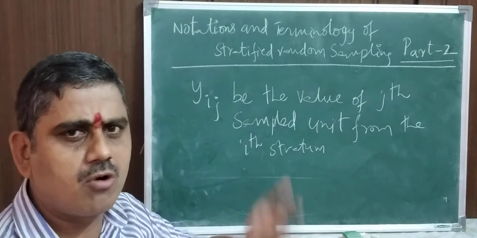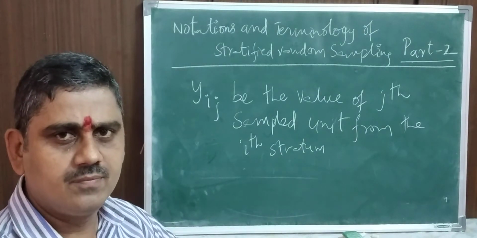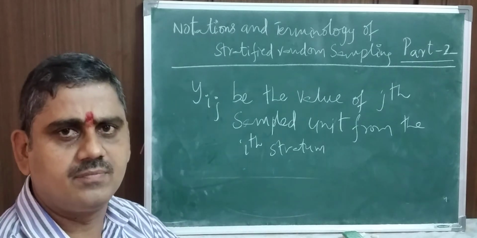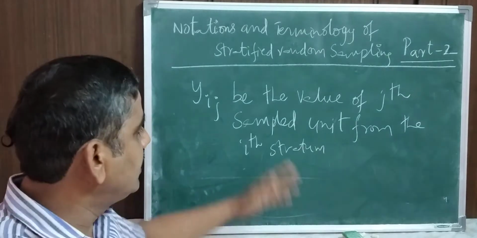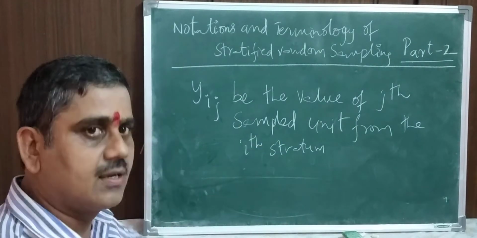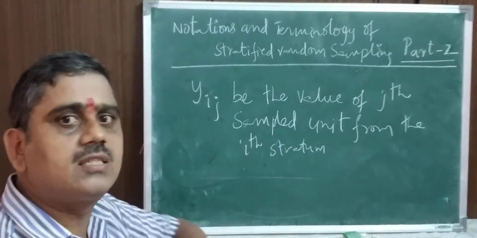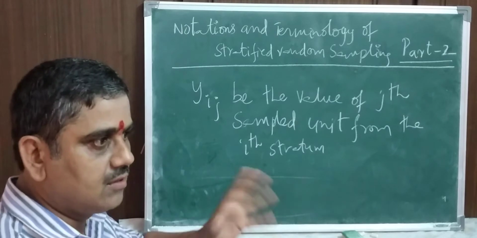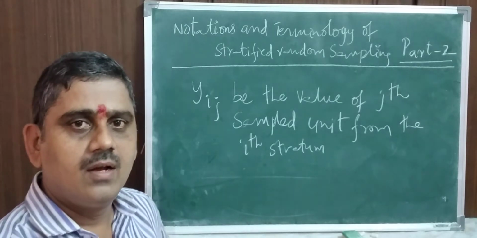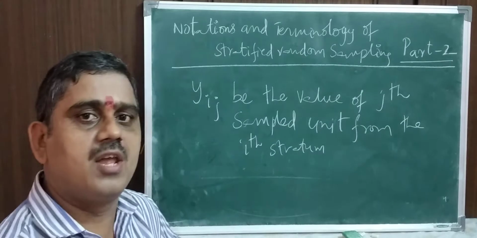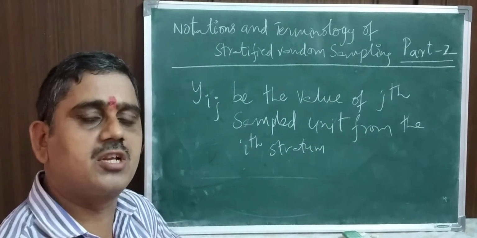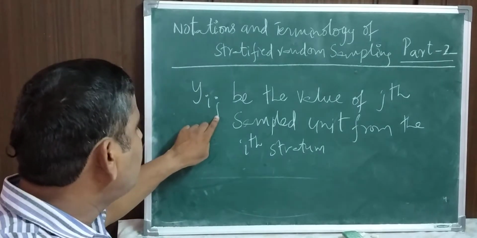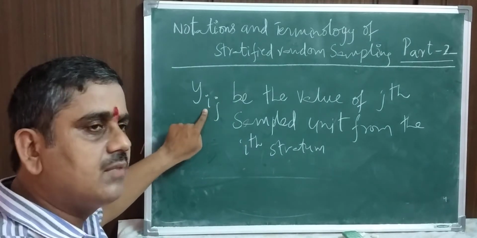Same exactly. I need not repeat again. Capital Yij is the value of the jth unit of the ith stratum. Similarly here as well, it is the jth sample unit selected from the ith stratum. We should consider selected from the ith stratum. That is very important. It is one unit drawn from the population, a particular unit drawn from the population, so that it constitutes the value. It is the value of the jth unit which is drawn, which is selected from the ith stratum.